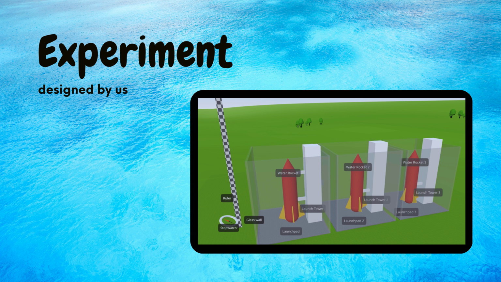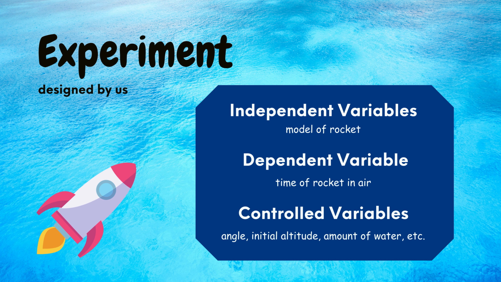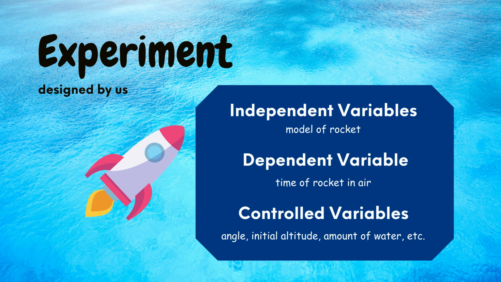After deciding which prototype we accepted, we continued by designing our experiment. We made the experiment panel as shown here. There's a ruler software to calculate the altitude, a stopwatch, as well as 3 models of water rockets. We planned our variable table. The independent variable is the model of the rocket we proposed. The dependent variable is the time the rocket model stays in the air as well as its highest altitude. The controlled variables include the angle of the rocket to the ground, the initial altitude, which tends to be 0 meters, and the amount of water, and so on.